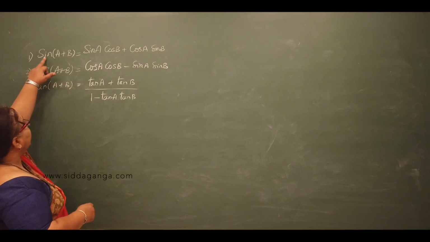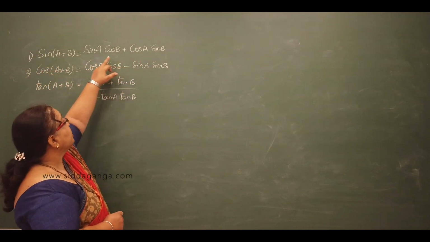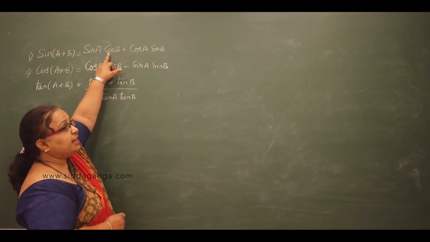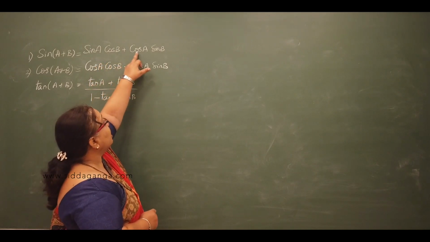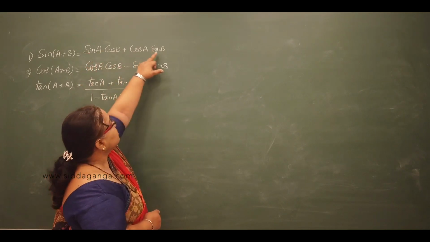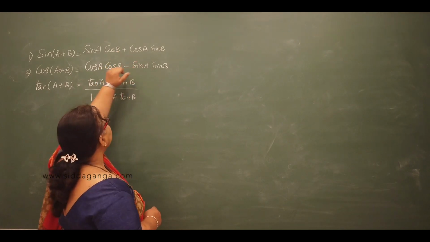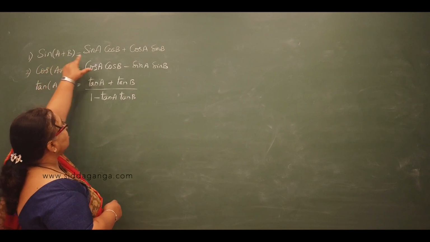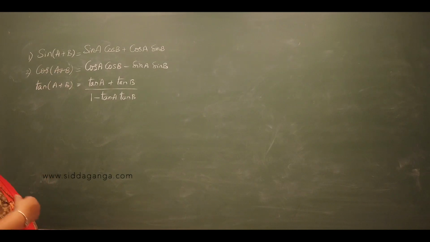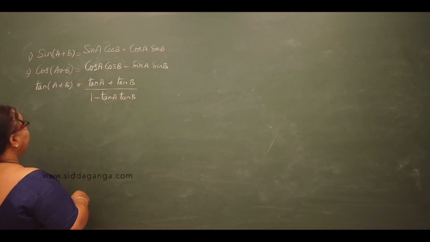In the formula sin of A plus B, there are two terms, and in each term we have one sin ratio and another cos ratio, and the angles are interchanged. So sin A becomes sin B, cos B becomes cos A. If it is plus here, we also take plus sign. Therefore sin of A plus B is equal to sin A cos B plus cos A sin B.